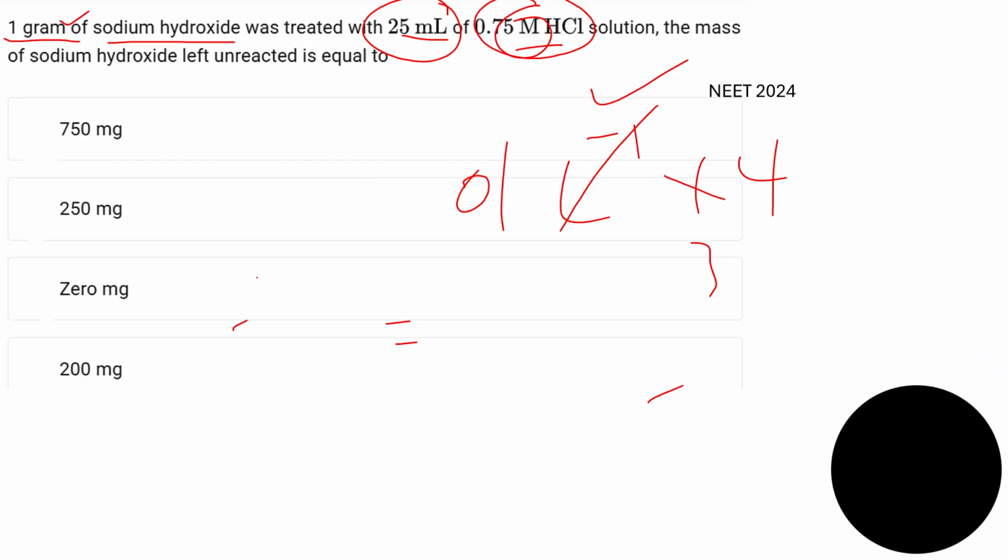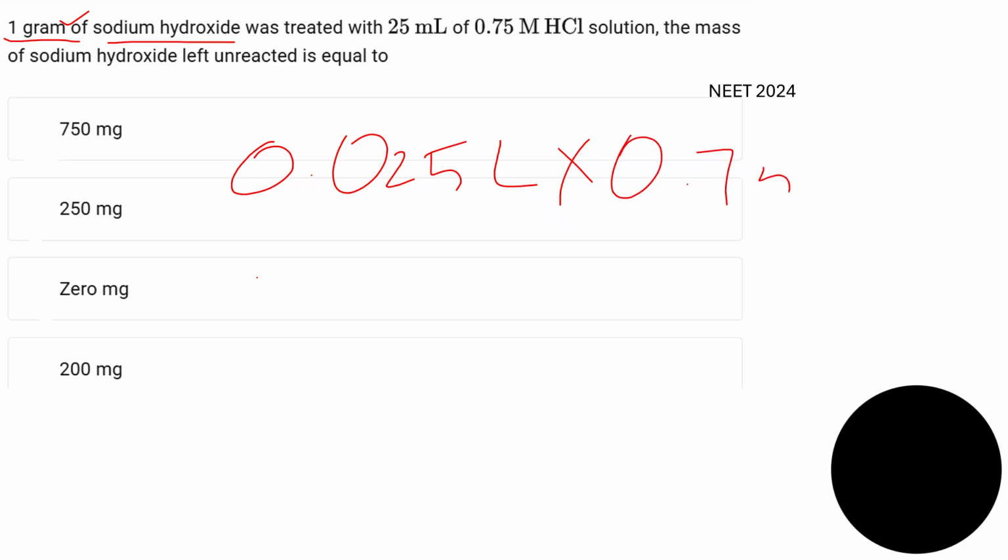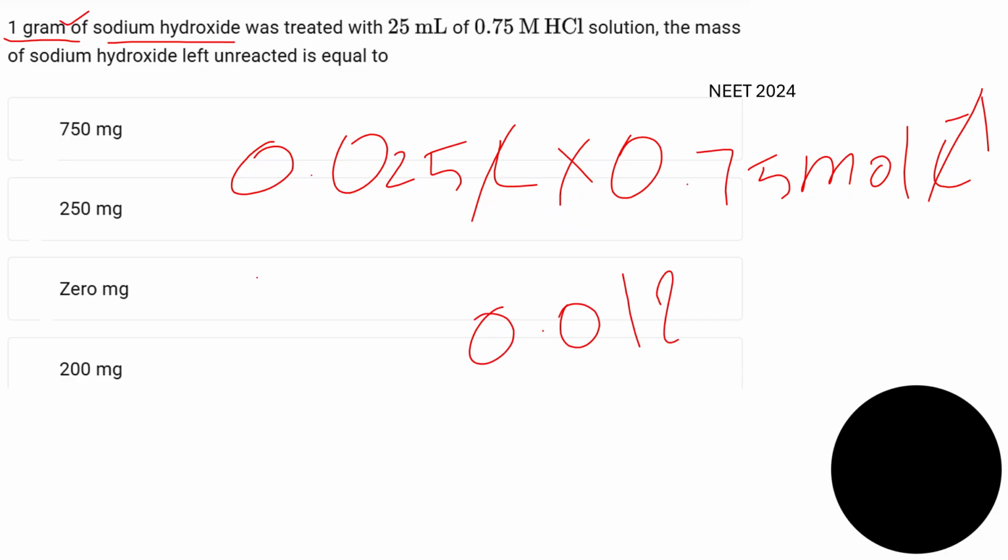So I am going to multiply those two. 0.025 liter multiplied by 0.75 mole per liter, then I will get the value in moles. 0.75 multiplied by 0.025, then what is the value? The value is 0.01875. These are all the moles.